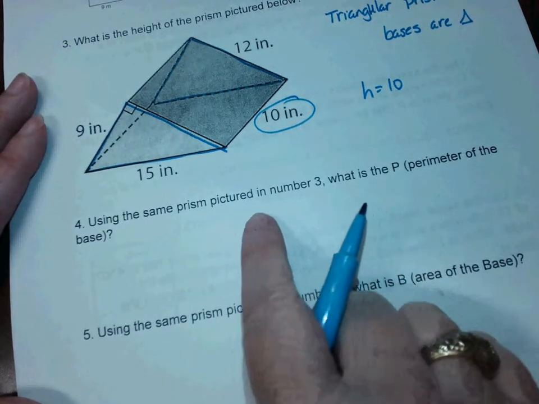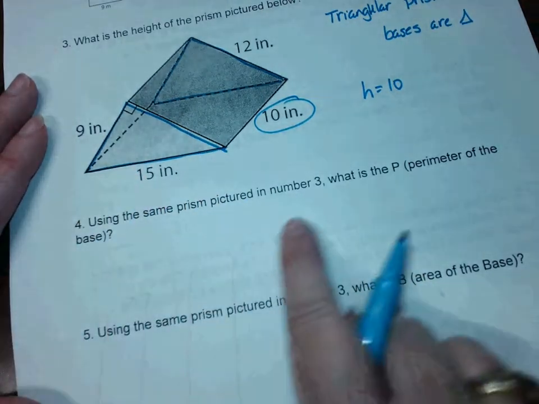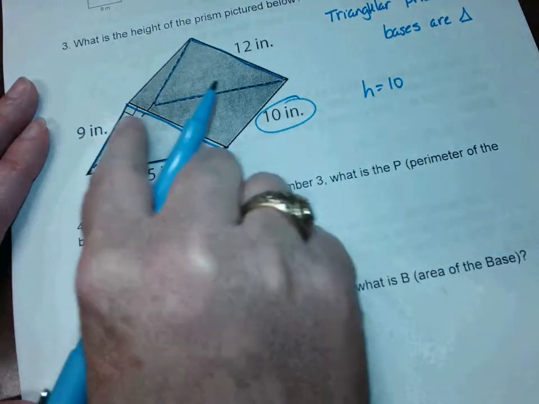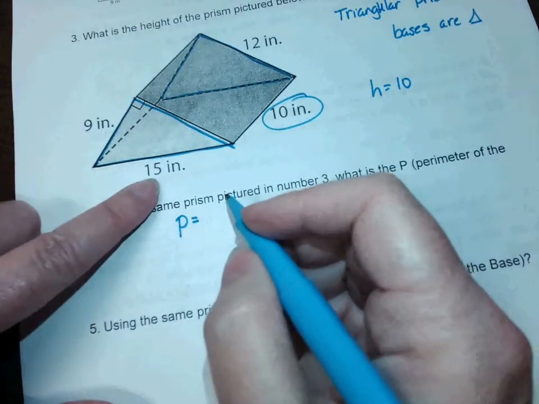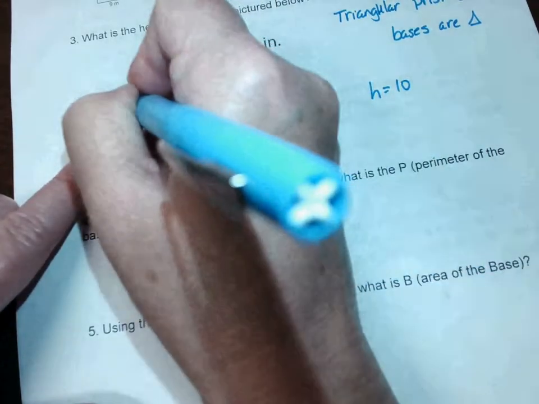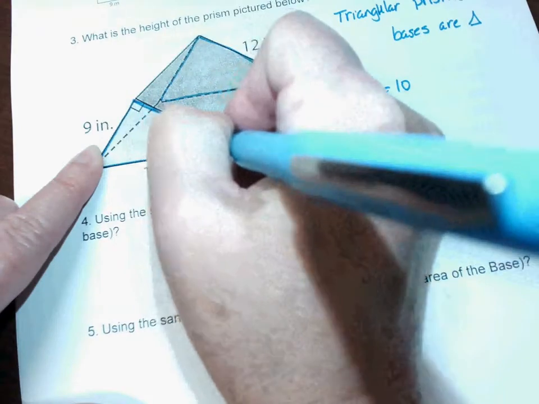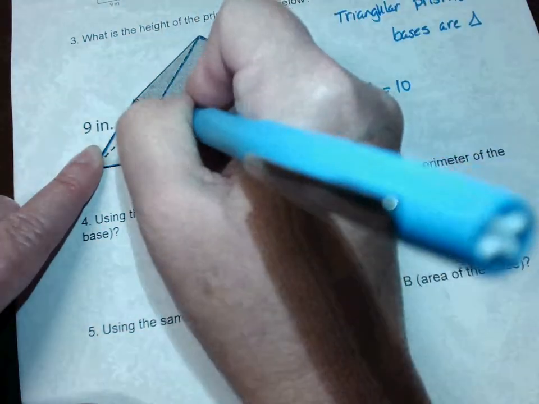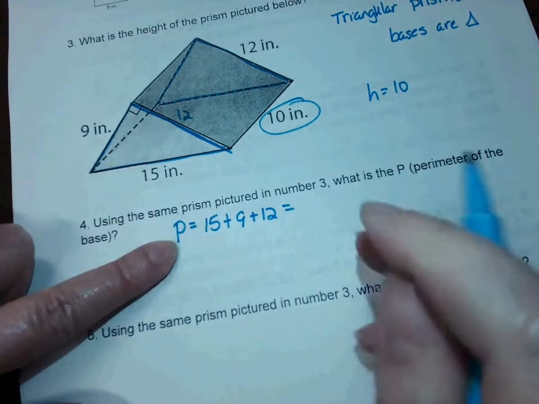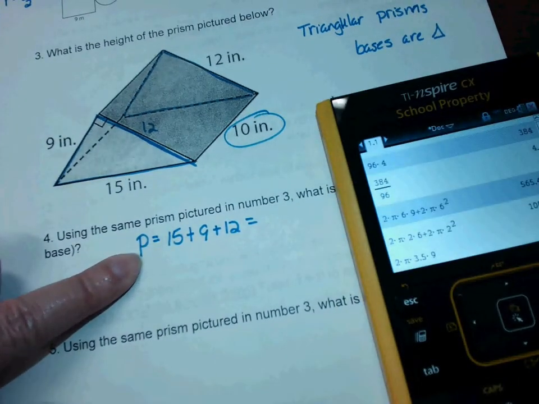Number 4, using the same prism pictured here, tell me what the perimeter is. The perimeter is the distance around this triangle. The distance around the triangle would be 15 plus 9, and this length right here is the same as this length right here. It's a 12. So my perimeter equals 15 plus 9 plus 12.